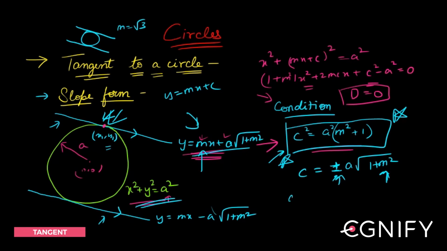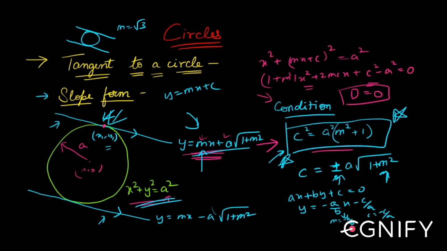So even if you have a line ax + by + c = 0, you will convert it into y = mx + c form. You'll do it like this: y = -(a/b) x - (c/b). So now your m becomes -a/b, and your c becomes -c/b. So still your c square, which is c square by b square, is equal to, let the radius of the circle be r, r square into (1 + m square), which is a square by b square.